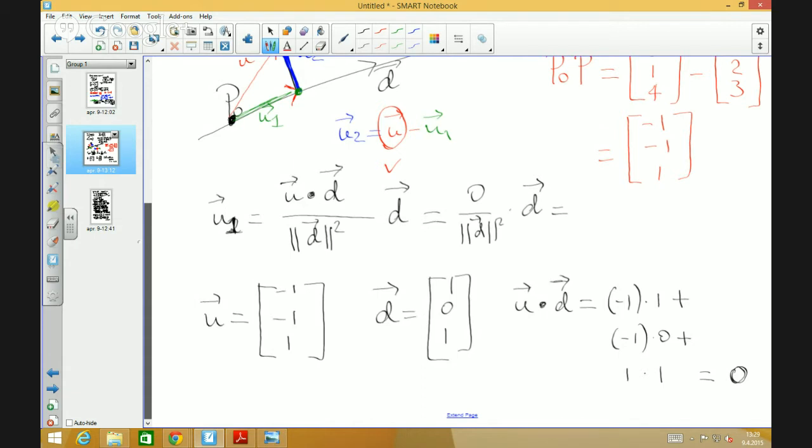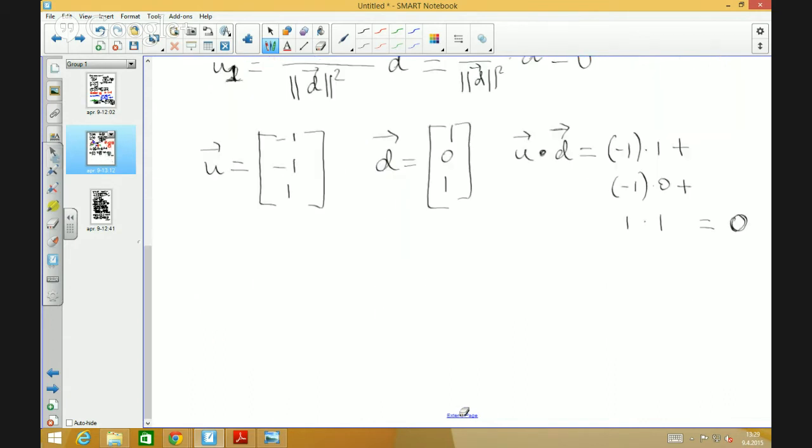Well, 0 divided by something is what? 0. So 0 times any vector is what vector? The 0 vector. So u1 is the 0 vector. So what is u2? It's just u. So u2 is just u, which is this vector here. Which means that the distance is the length of the vector u.